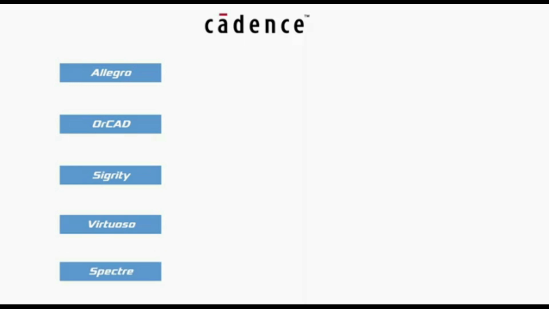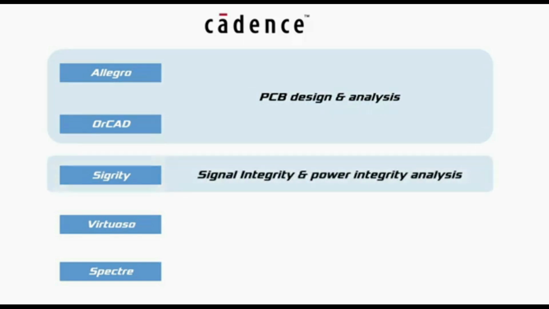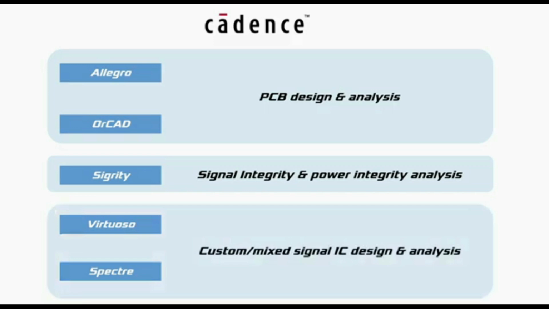Now Allegro and OrCAD are used for PCB design and analysis. Sigrity we use for signal integrity and power integrity analysis. Virtuoso and Spectre are used for custom and mixed-signal IC design. So this video actually focuses on the IC design process, and I want to explain mainly Virtuoso and Spectre.